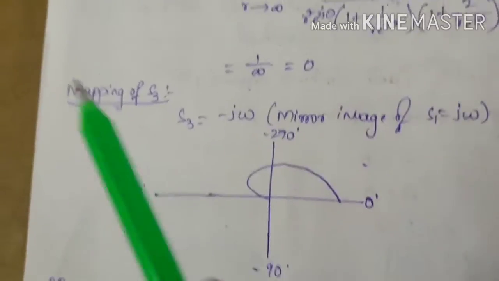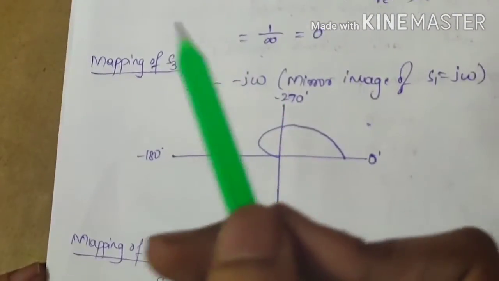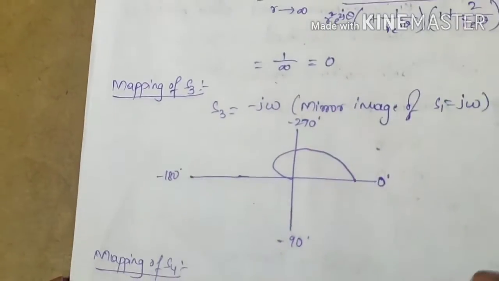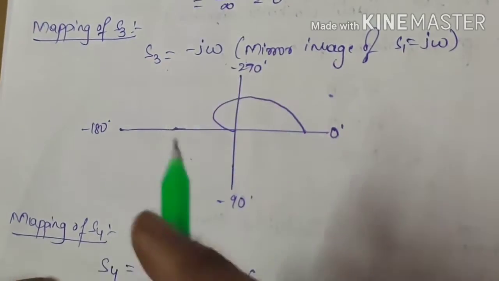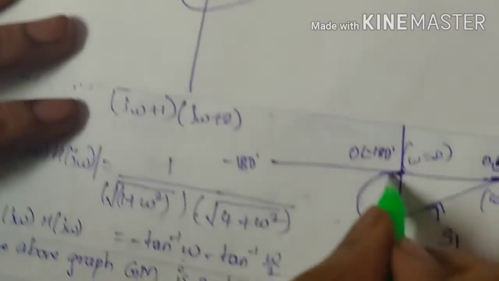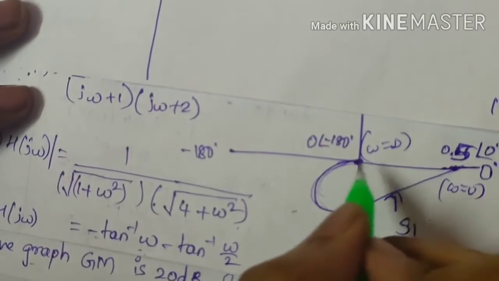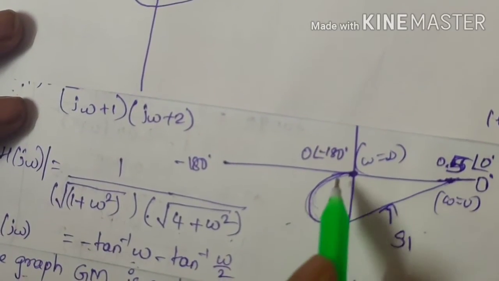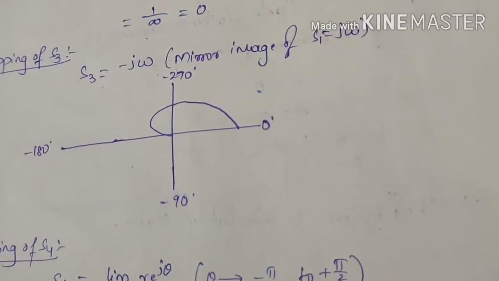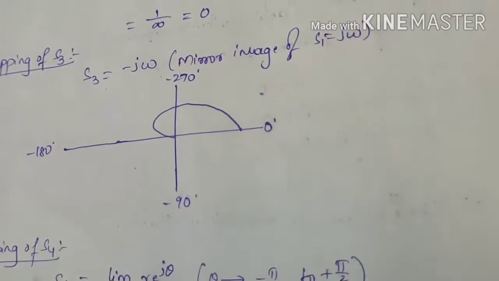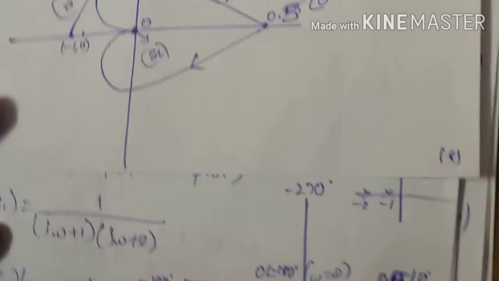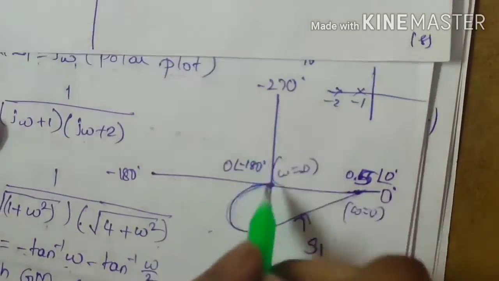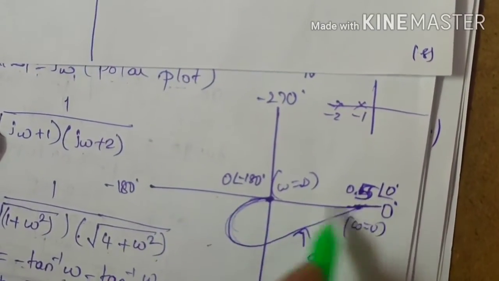Now coming to the mapping of S3. You have already done the mapping of S1. As I told, S3 is nothing but the mirror image of S1, that is, the mirror image of the polar plot. So just substitute S3 equal to minus jω. The mirror image, if you observe here, this is the original image of the polar plot. Always remember, for the mirror image of the polar plot, you have to take it across the real axis only. Whenever they say mirror image, always consider the real axis only. Don't take it around the imaginary axis.